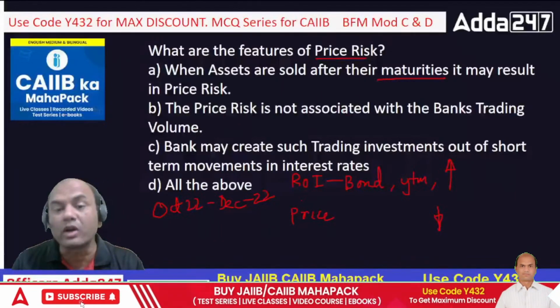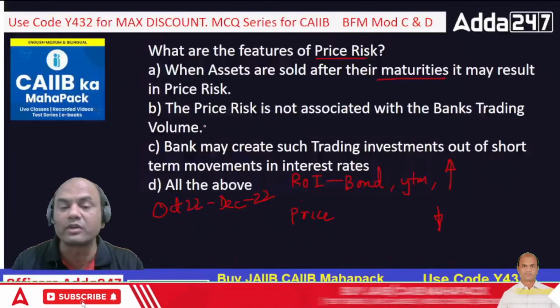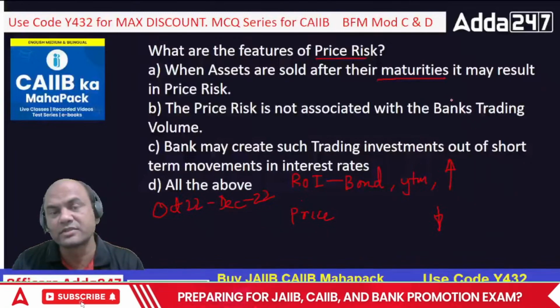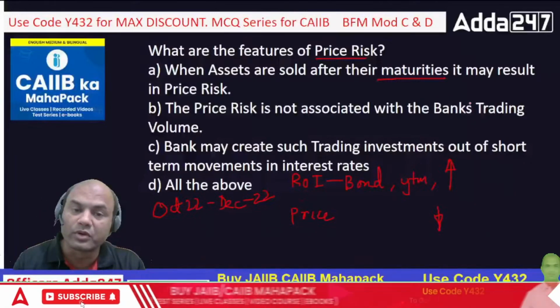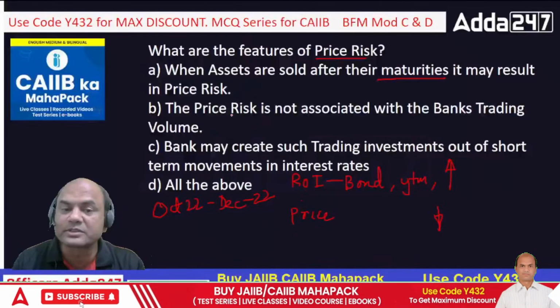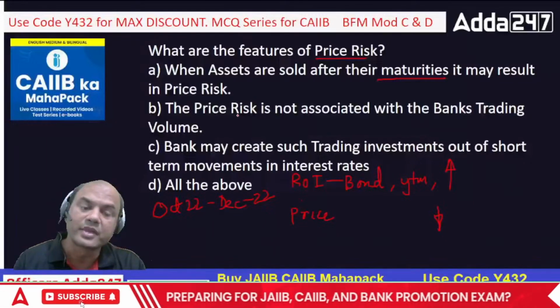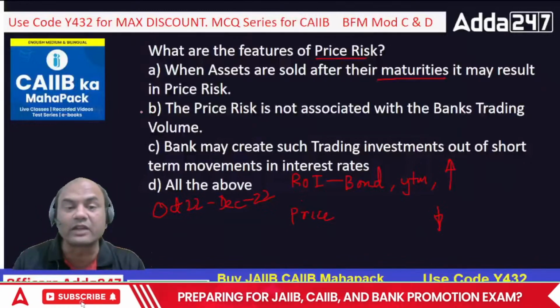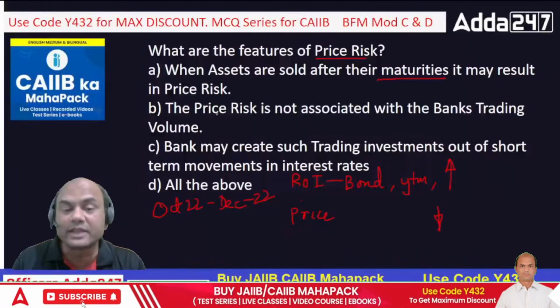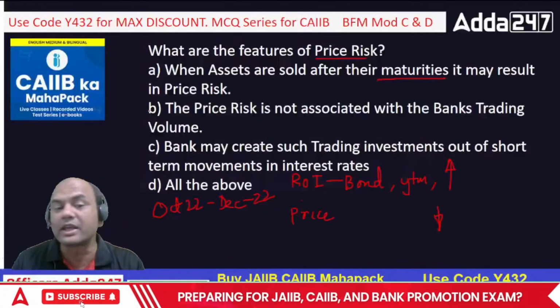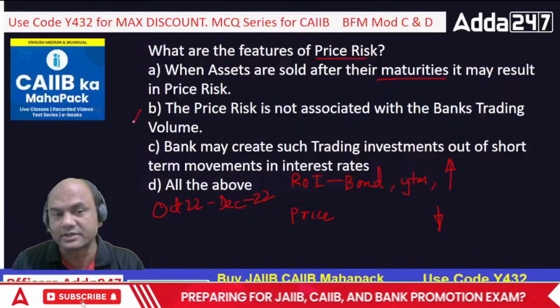Option B: price risk is not associated with bank's trading volume. So it does not depend at all on my trading volume, price risk. If my trading volume is more, will my risk be more or less or no relation? So obviously it will be more. So this cannot be the answer. If this would have been associated, then this would have been the feature. So B will not be the answer.